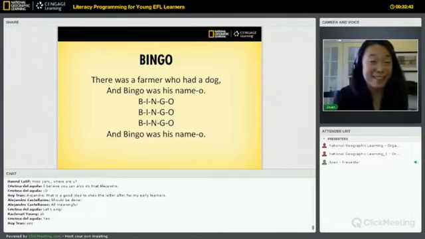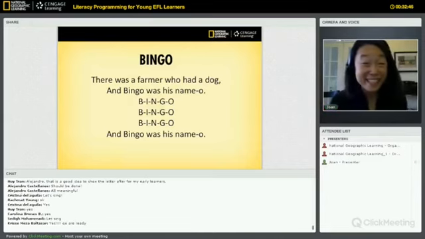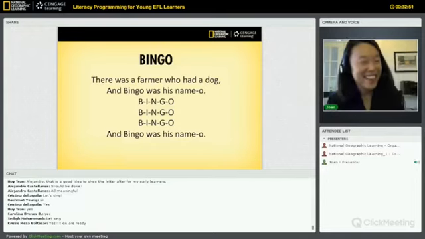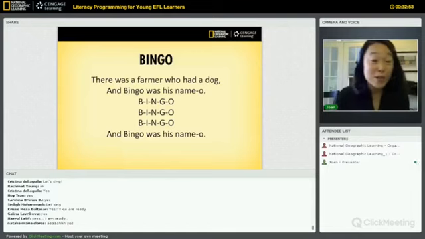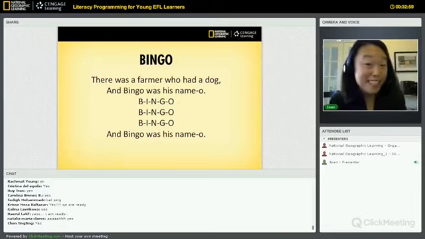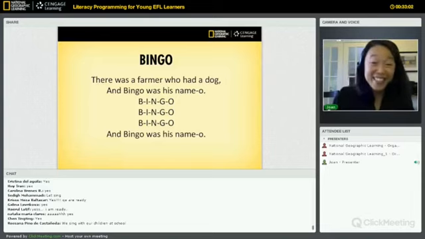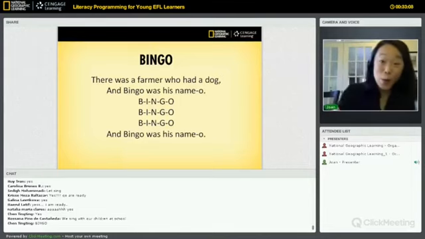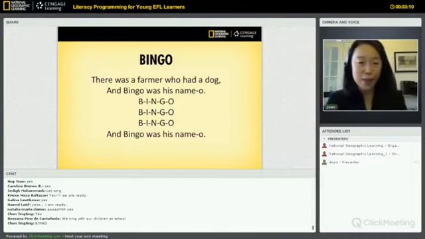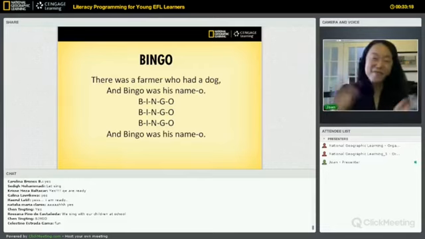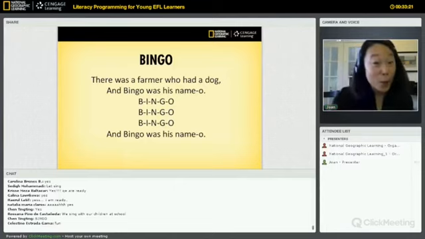There was a farmer, had a dog, and Bingo was his name. Oh, B-I-N-G-O, B-I-N-G-O, B-I-N-G-O, and Bingo was his name. Oh, there was a farmer, had a dog, and Bingo was his name. Oh, I-N-G-O, I-N-G-O, I-N-G-O, and Bingo was his name. Oh, one more time. There was a farmer, had a dog, and Bingo was his name. Oh, N-G-O, N-G-O, N-G-O, and Bingo was his name.